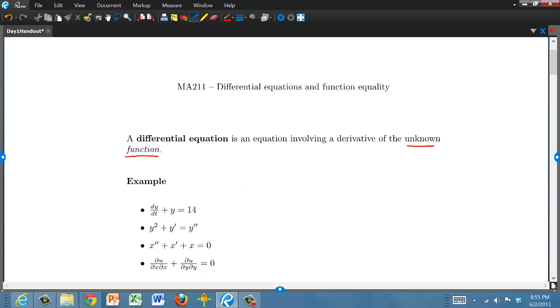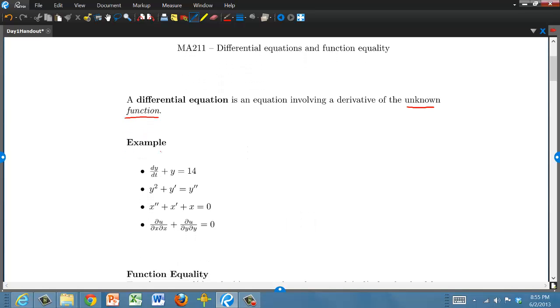Okay, so let's take a look at some examples of differential equations. For example, we might want to find a function y such that dy dt plus y is equal to the constant function 14. So in this example, the unknown is y, and we're taking a derivative with respect to t, so its independent variable must be t. So again, I'm looking for something like t squared plus 4 or e to the t or something like that.